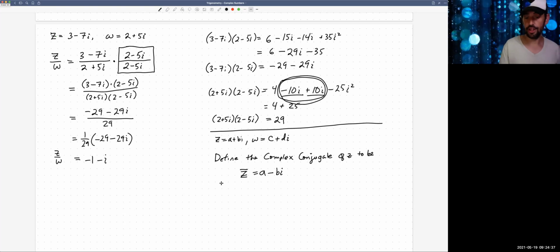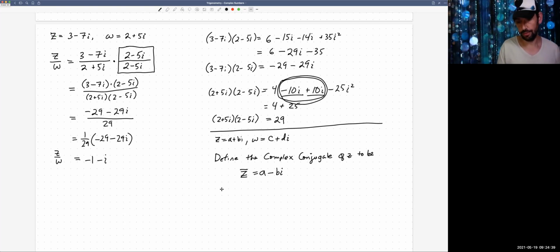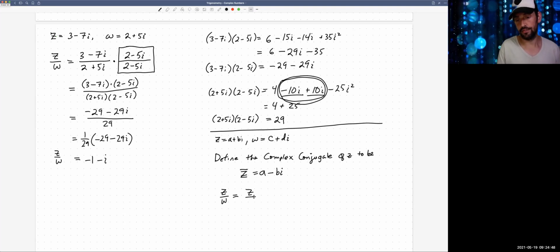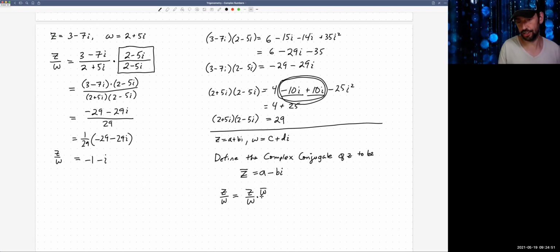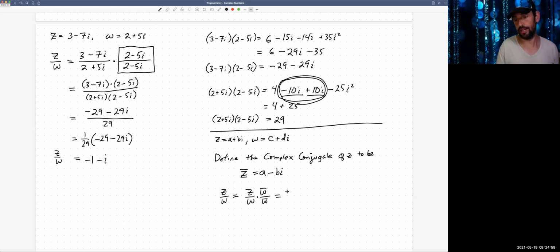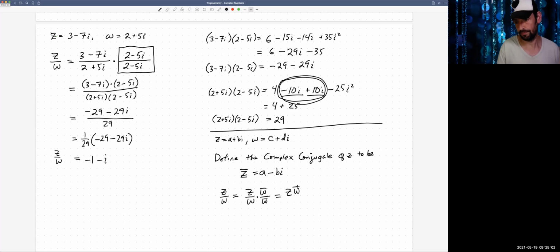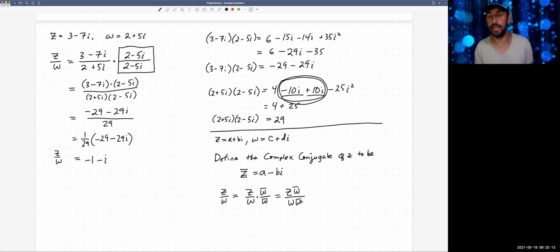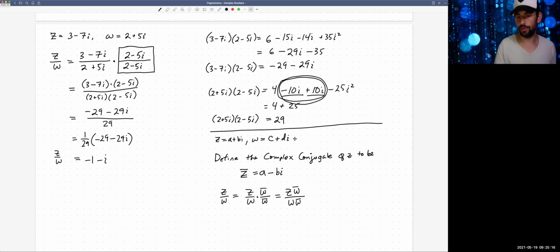Okay, so then the method for division, we take z over w, we take the complex conjugate of the denominator and multiply it. Let's just write it consistently. w, w.